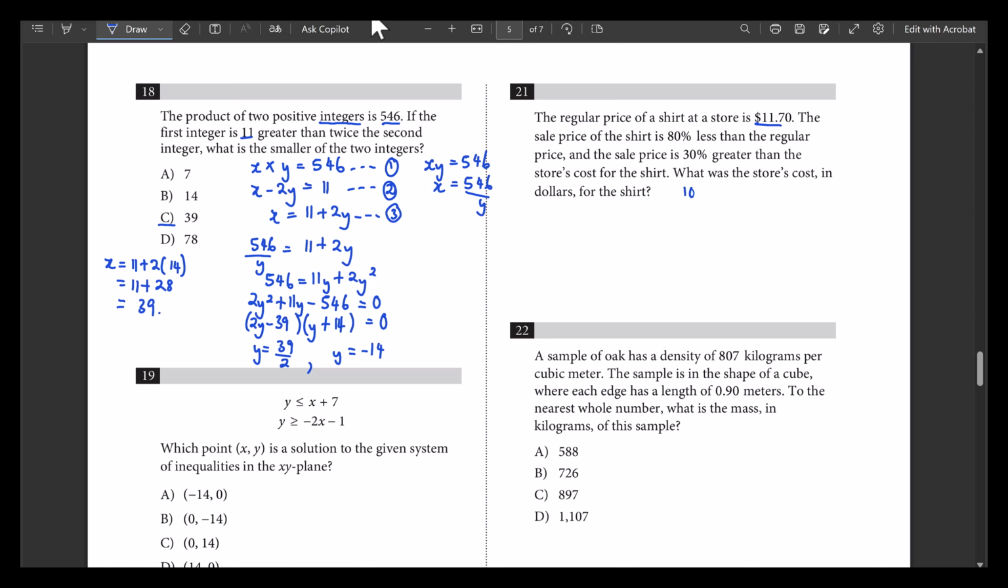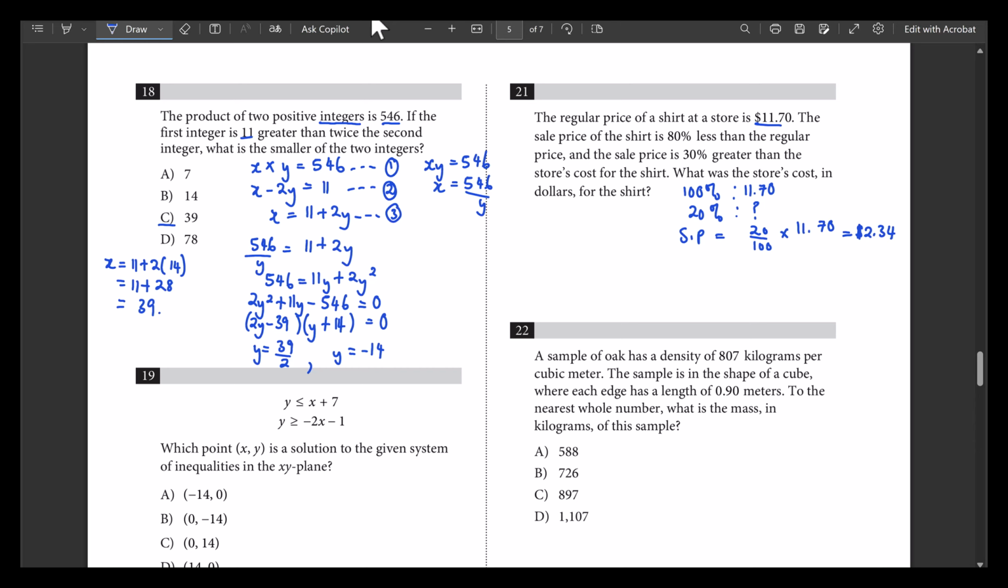Using proportion, I'm going to say 100% was proportional to $11.70. Now we're told that the sale price of the shirt is 80% less. That means it is 20%. That is the price that we're looking for now. Hence, we're going to say 20. To get our sale price, we're going to say 20 over 100 times $11.70. And we get our answer as $2.34.